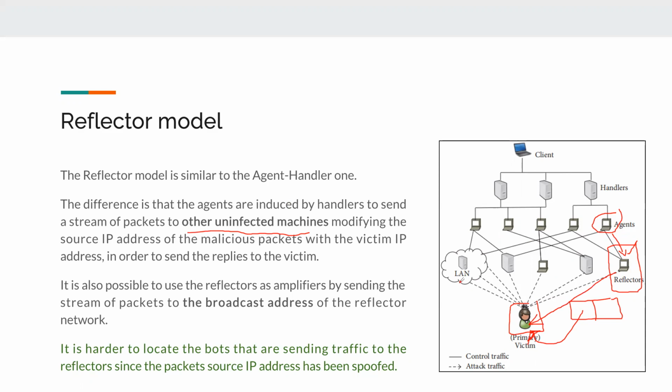So what is the significance of this attack? In the previous agent handler model, the agent's IP can be found as they directly communicate with the victim. But here in the reflector model, the agents are anonymous. The victim doesn't know the IP address of the agents. Hence it is harder to locate the bots that are sending traffic to the reflectors, since the packet's source IP address has been spoofed.